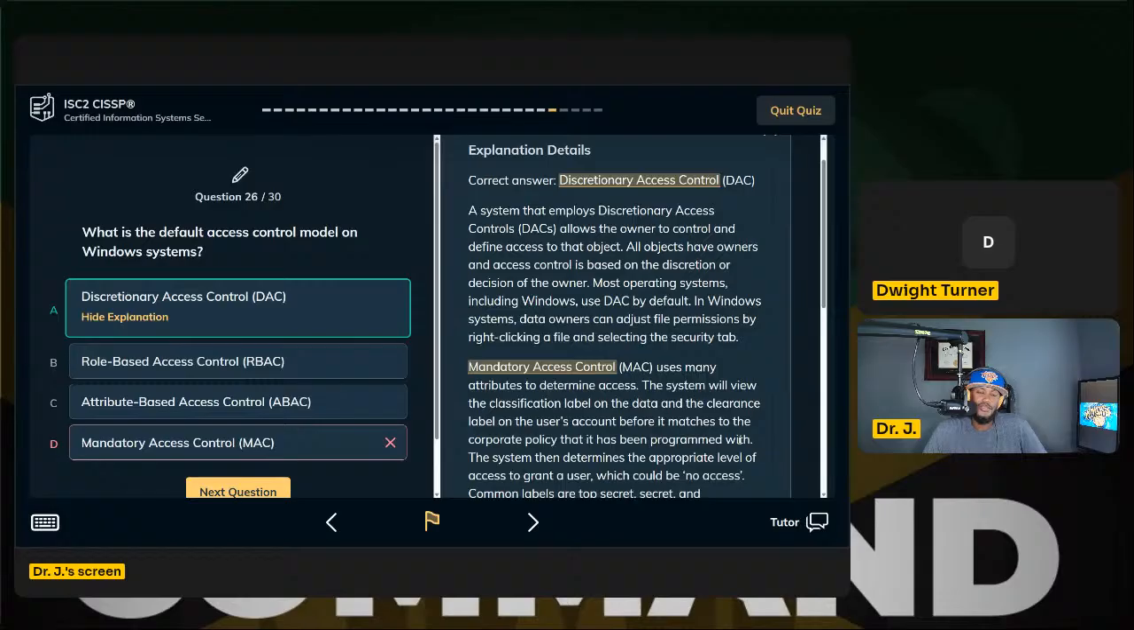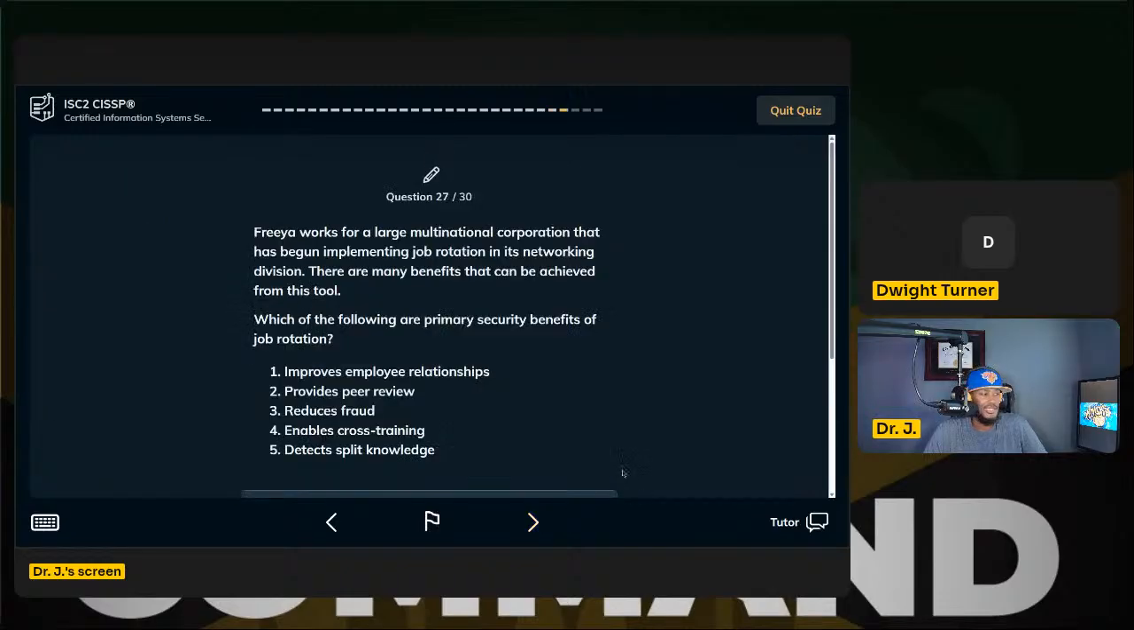Yeah, damn. I understand that, but I thought mandatory access control was the default. But okay. I hate missing those.